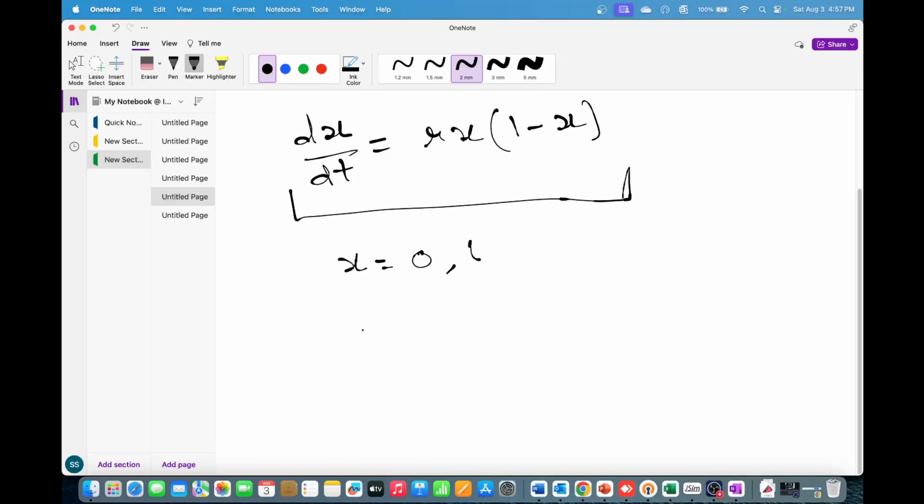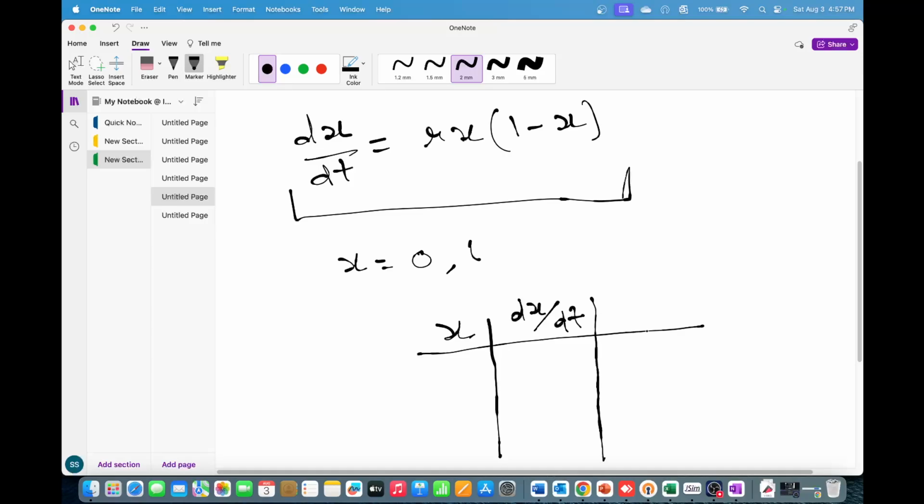Now to answer your question, if it is a stable steady state or an unstable steady state, we'll use a technique and we'll see using a table if your steady state is stable or unstable. So for example, you check the values of x, you check the value of dx dt, you check the sign of your dx dt, if it is positive or negative, and then you give another arrow.